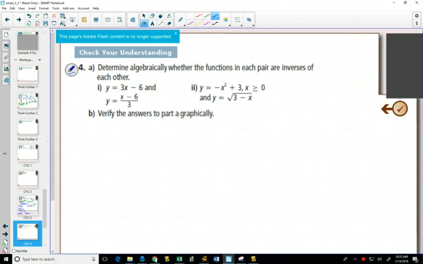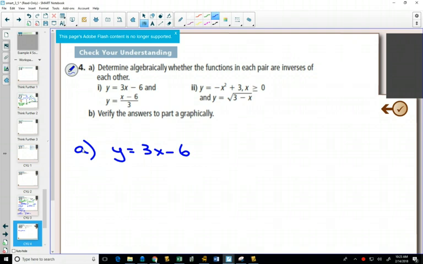Determine algebraically whether the functions are inverses of each other. To do that, one way is we can say, let's start with one equation, switch x and y to find the inverse, and see if it matches up with the other equation.